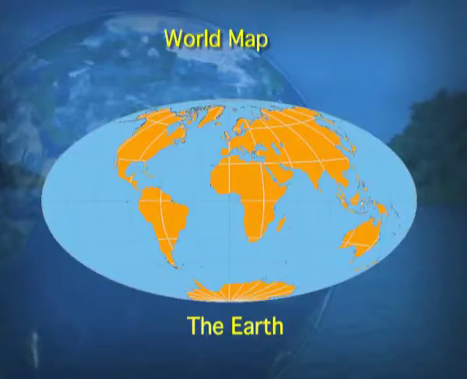Now, if we have a look at the world map, you can see almost 29% of the surface of the earth is covered with continents. Now, the position of the continents and the ocean bodies as we see them today in the map has not been there in the past.